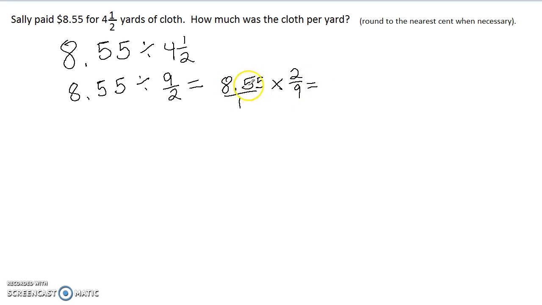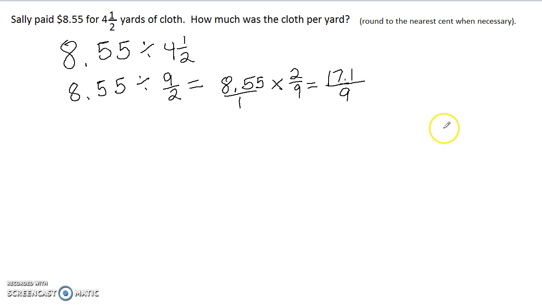So I put 8.55 over 1, and now I'm just going to simply multiply across the numerators and multiply across the denominators. And if you do your work off onto the side and you get 8.55 times 2, you're going to see that that's 17.1. Okay, and 1 times 9 is 9. So now, as I always say, fractions are division. This is 17.1 divided by 9.